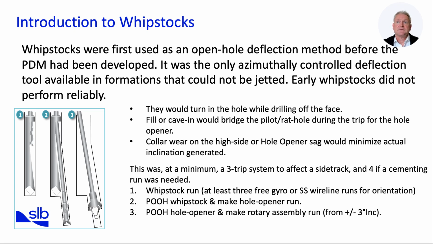Still, whipstocks were a critical early solution in the evolution of directional drilling. They taught us that precise deflection was possible, even if imperfect, and set the stage for later innovations. Understanding their limitations helps highlight why motors and RSS technologies became the dominant methods.